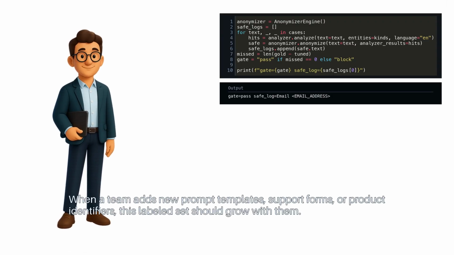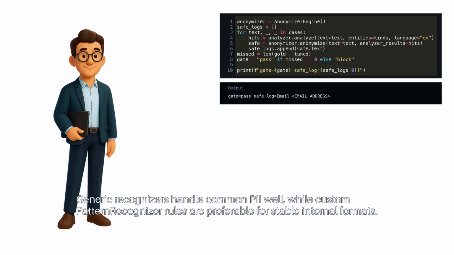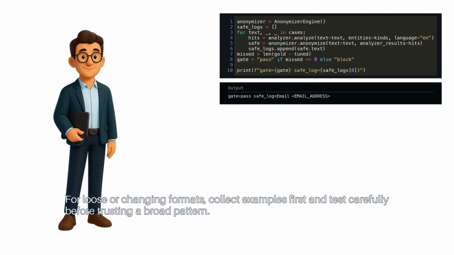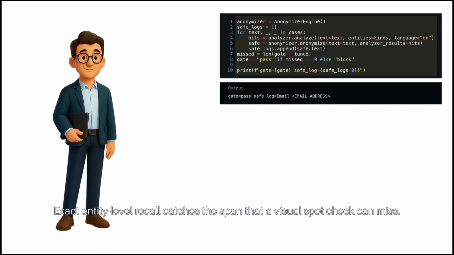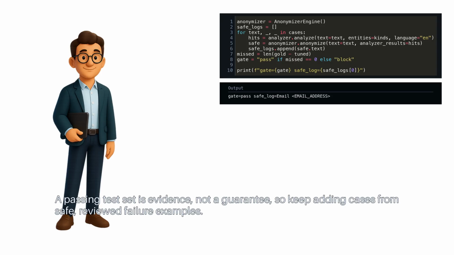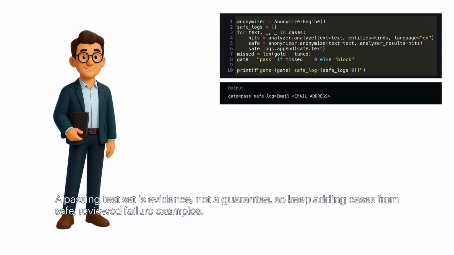When a team adds new prompt templates, support forms, or product identifiers, this labeled set should grow with them. Generic recognizers handle common PII well, while custom pattern recognizer rules are preferable for stable internal formats. For loose or changing formats, collect examples first and test carefully before trusting a broad pattern. This example shows why redaction testing is not just about whether transformed text looks safe. Exact entity-level recall catches the span that a visual spot check can miss. A passing test set is evidence, not a guarantee, so keep adding cases from safe, reviewed failure examples.